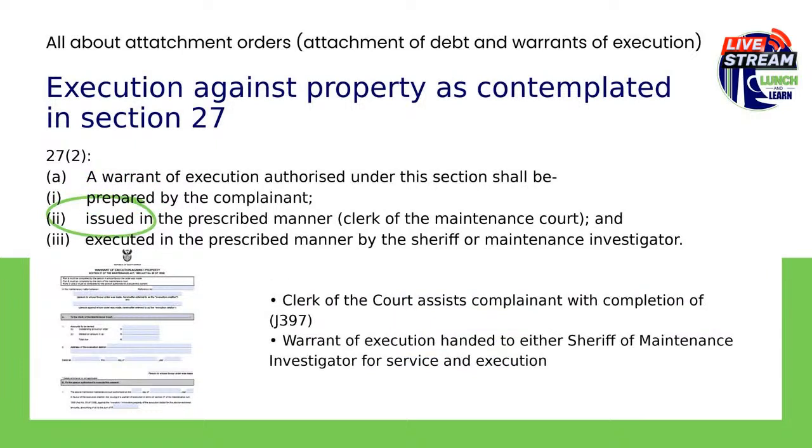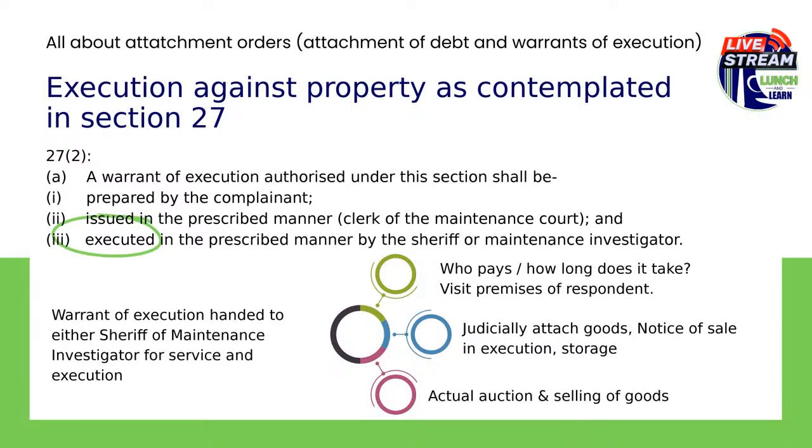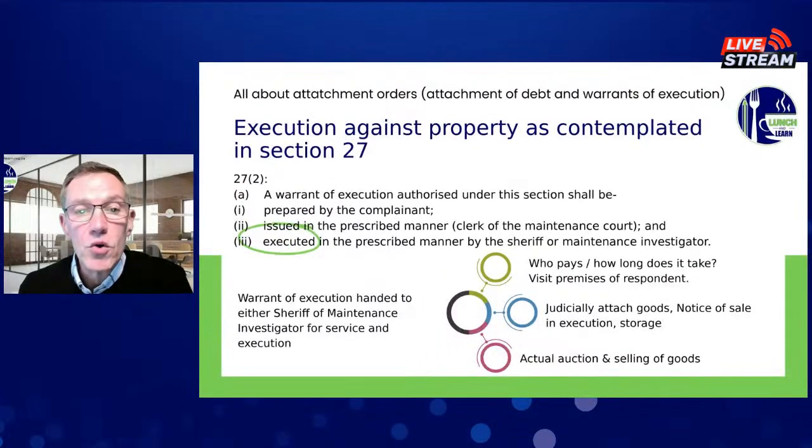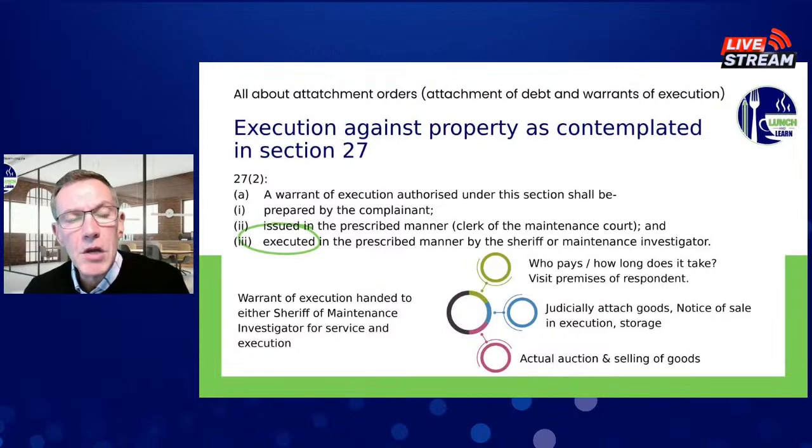If we go on further, it says that it should be issued by the clerk of the maintenance court in the prescribed manner. That is basically just the same form, the J397. There's a certain portion that the maintenance officer needs to complete, and then the whole document is handed over to either the sheriff of the court or the maintenance investigator for service and further execution. The last portion speaks to the way that it should be executed in the prescribed manner by the sheriff or the maintenance investigator. So the document is literally handed over to either the sheriff, but in practice, most often it is only the sheriff that deals with these types of matters. So the original warrant of execution would be handed over to the sheriff of the court. Who pays for this whole process?